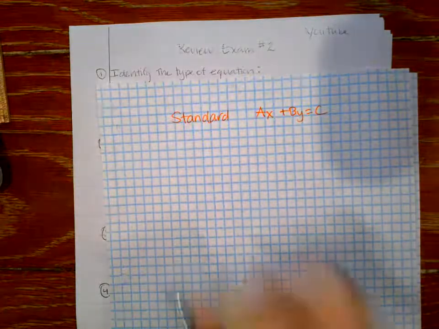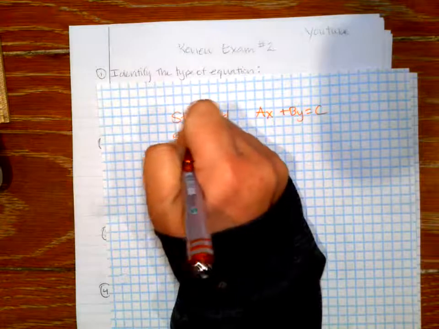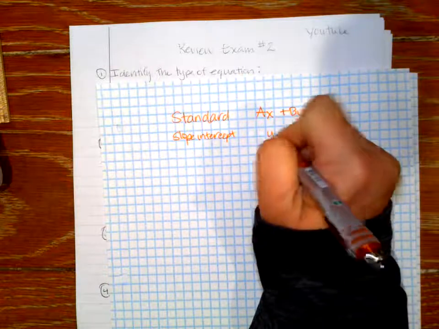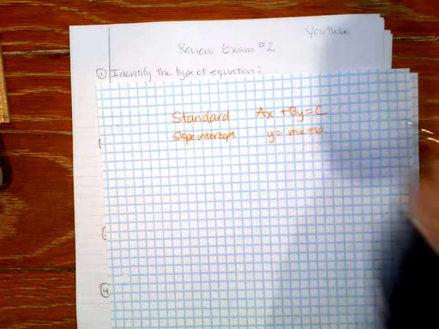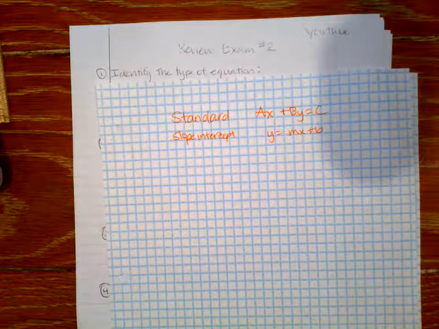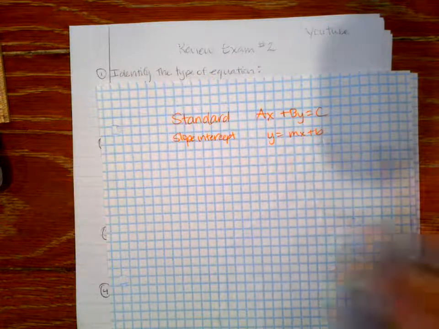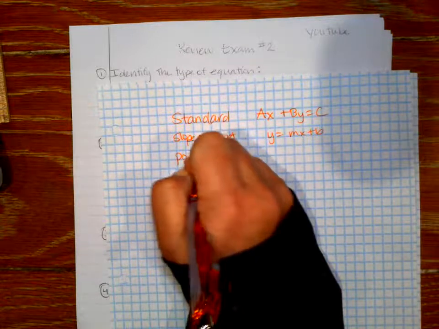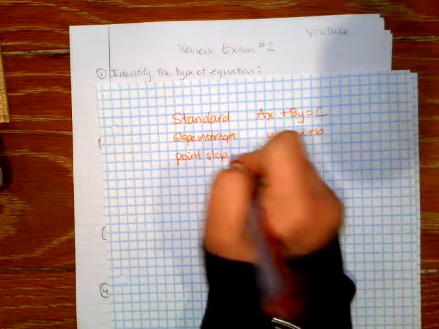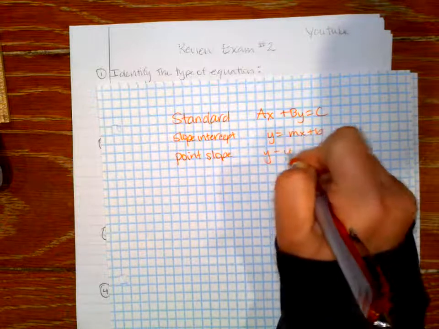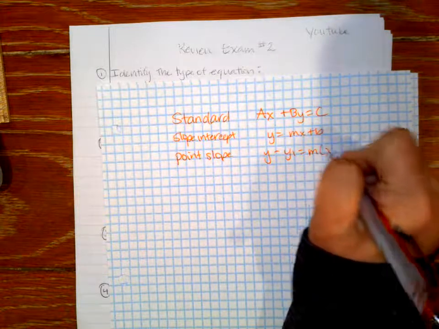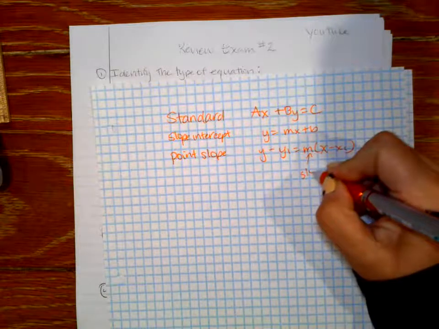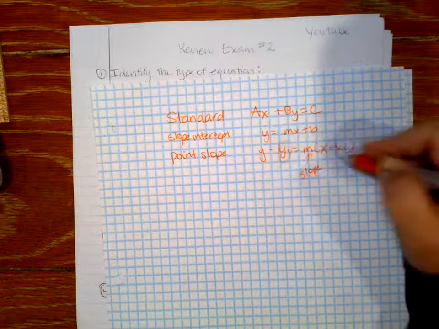The second one is slope-intercept, and that is y equals mx plus b. And it's pretty handily named that because you can see the slope and the y-intercept, so super creative. The last one is point slope, and that is y minus y1 equals m times x minus x1, where you guys always know that m is your slope, and in this guy, there's your point.